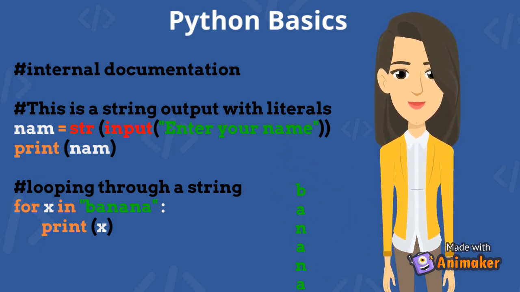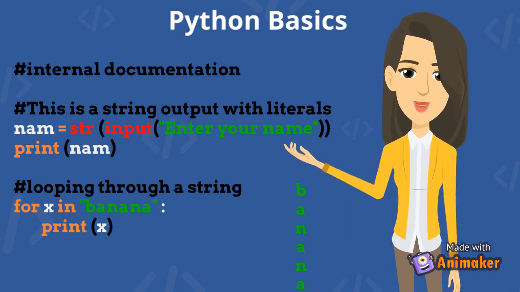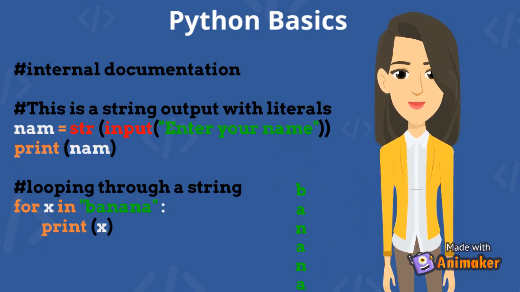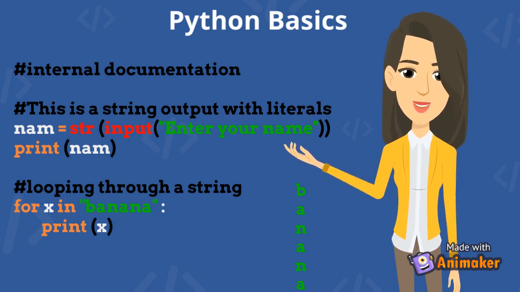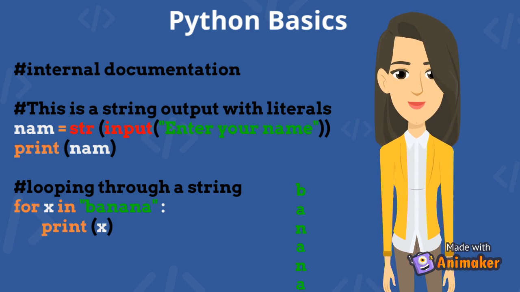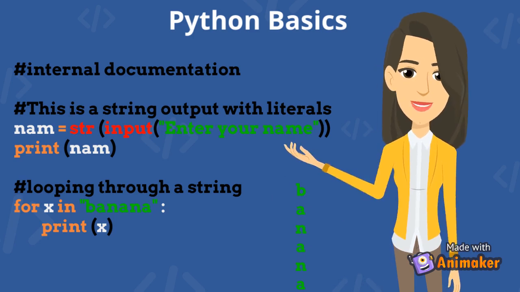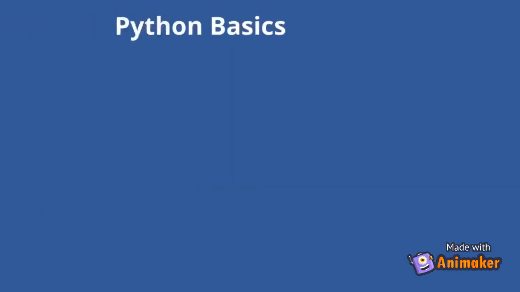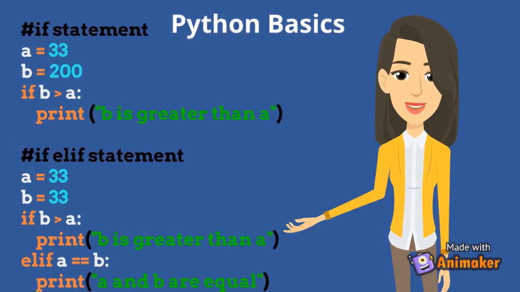Now, looping through a string: for x in banana, print x. Now, this is looping. So, do you think it's going to come out horizontal or vertically? Well, it's looping, so it's going to come out vertically.